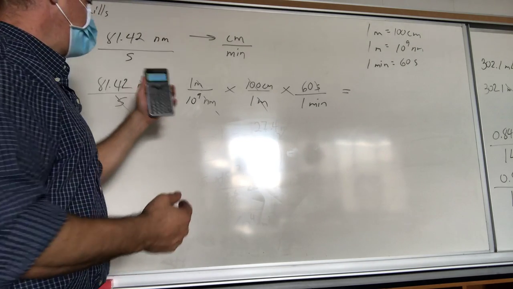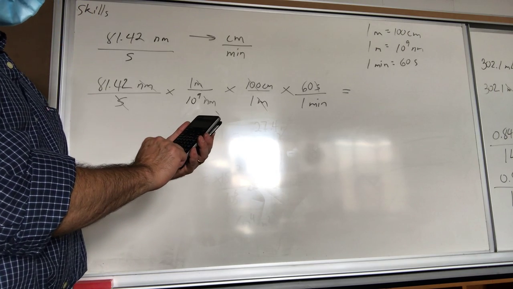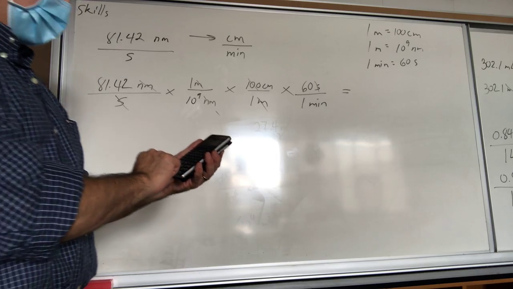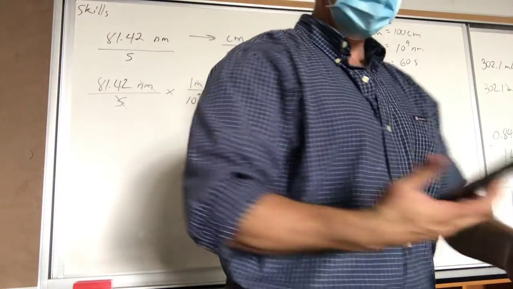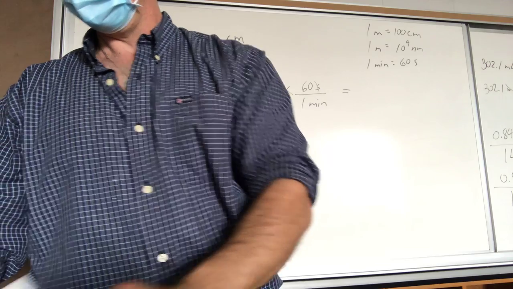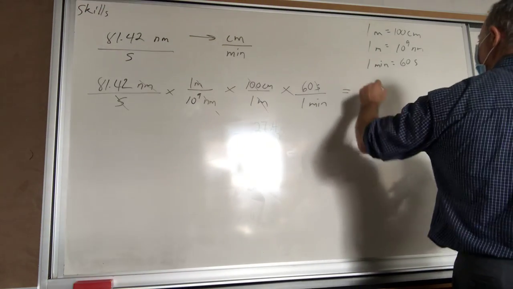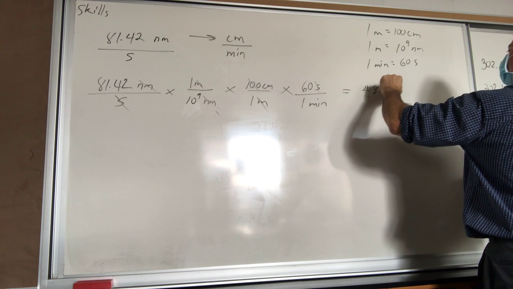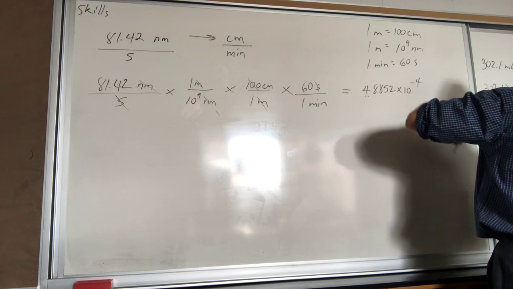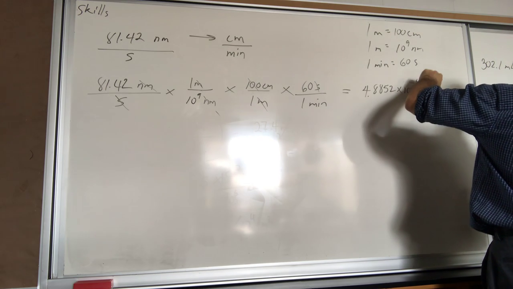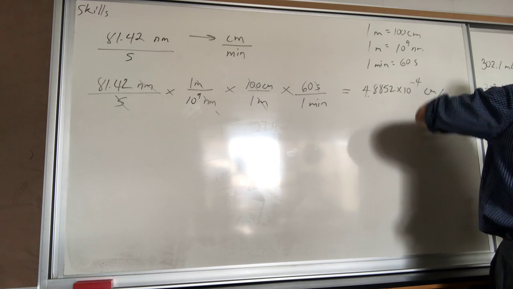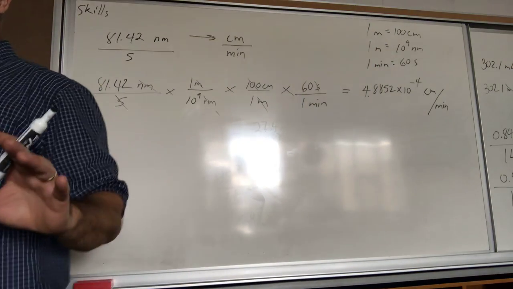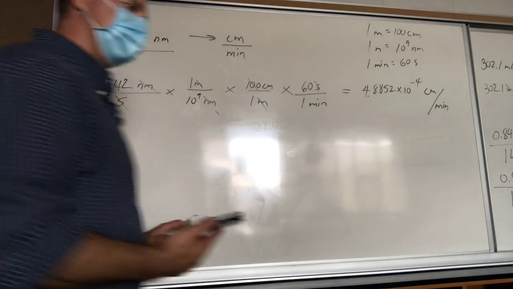Okay, so 81.42 divided 1 exponent 9 times 100 times 60 equals, and there's your answer, 4.88. Which you get 4.8852 times 10 to the power of negative 4, and the units will be centimeters per minute. Okay. Let's pause there for a second and do a rate problem.